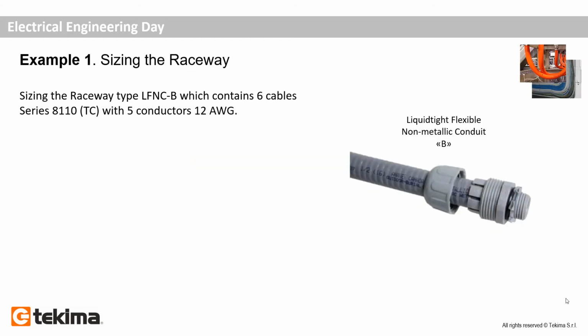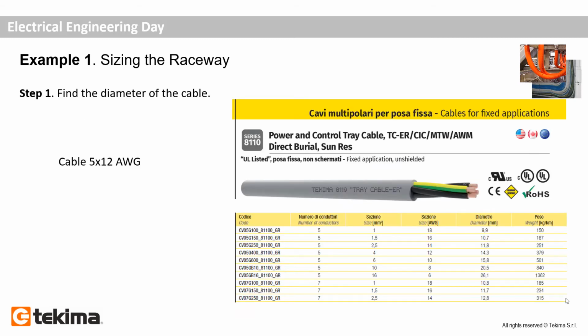First example, let's try to size a raceway, type liquid tight flexible non-metallic conduit B, which contains 6 cables series 8110 tri-cable, exposed run, with 5 conductors 12 AWG size. The first step is to find the diameter of the cable. If we look into the technical catalog of Tekima, we will see immediately the external diameter of the cable. In this case, a 5 conductors 12 AWG will be 14.3 millimeters.